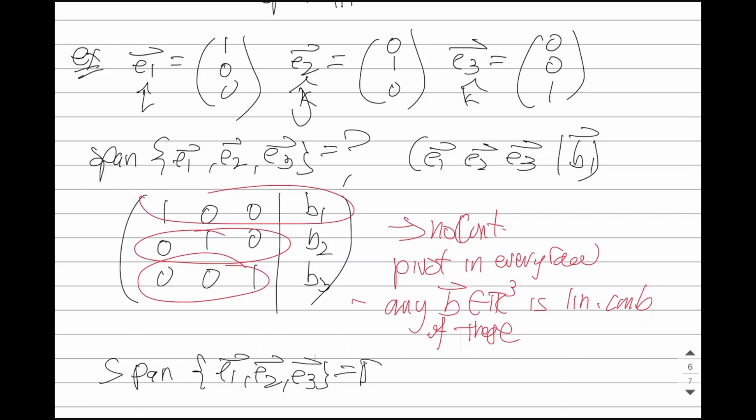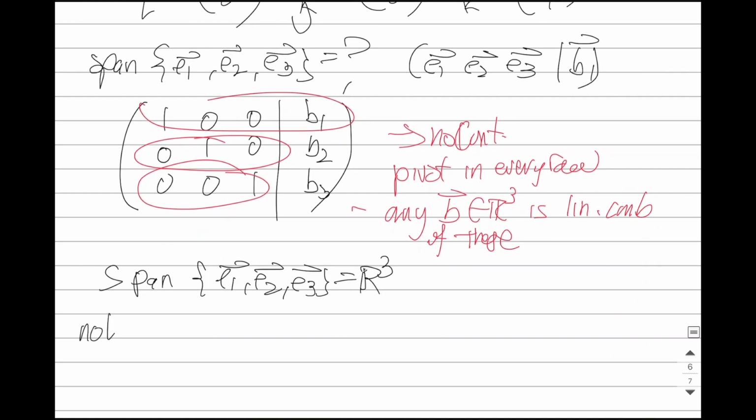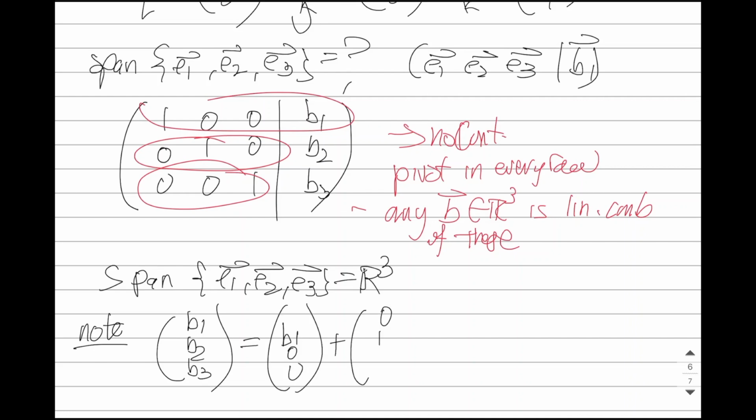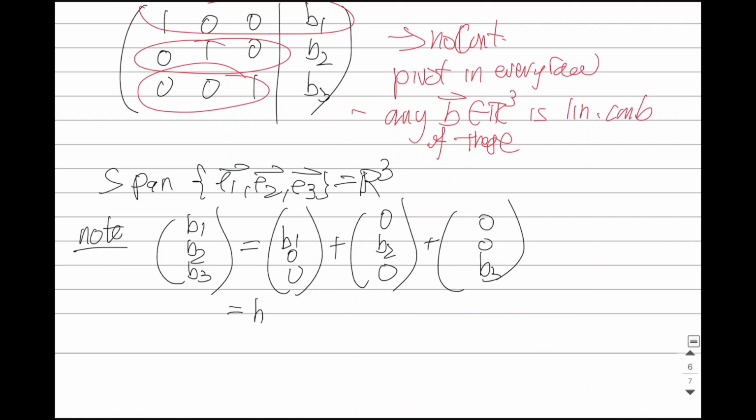And there's a really easy way to see it. If I give you any vector b1, b2, b3, I have vector properties that say, you know what? You could write it like this. You could write it as b1, 0, 0 plus 0, b2, 0 plus 0, 0, b3. And that means you could just factor out those scalars in the front. This is a really easy example.